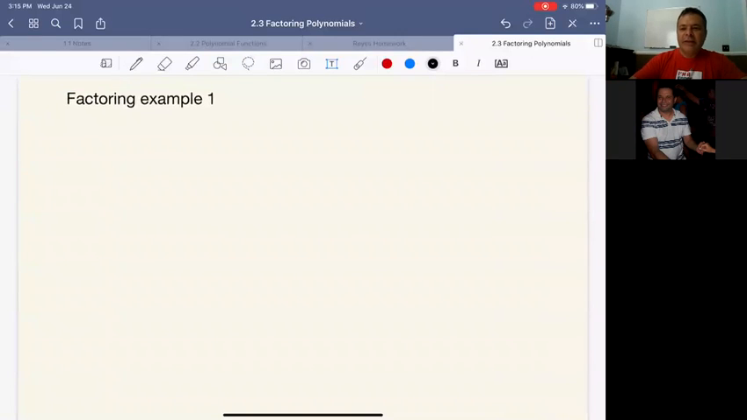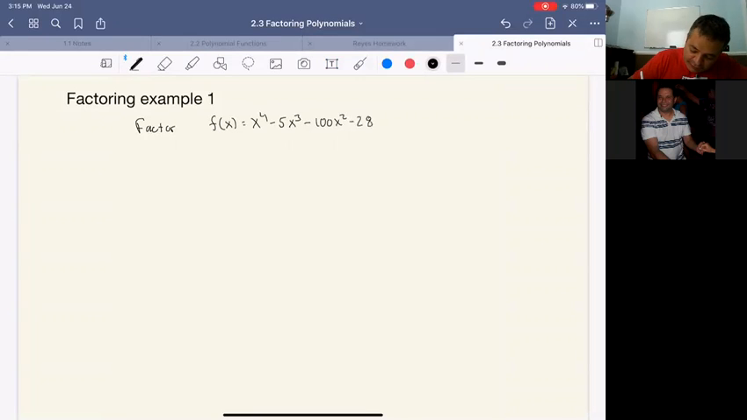All right. Now we're starting to get into the big kahuna of what this section is about, which is fully factoring things. Okay, so let's factor f of x equals x to the fourth minus 5x cubed minus 100x squared minus 283x minus 165.